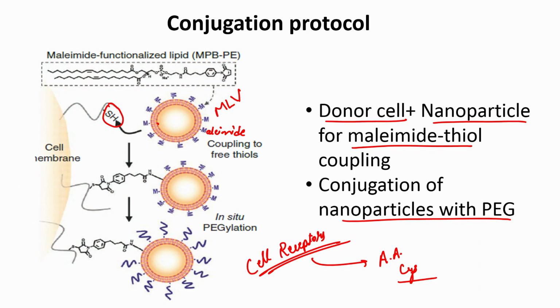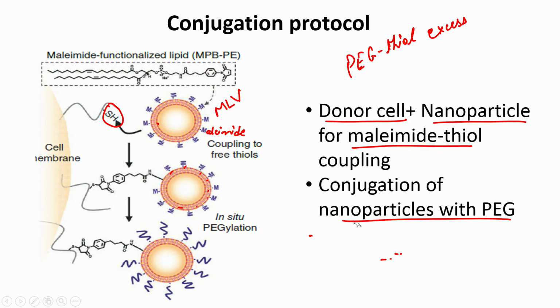So, they reacted this, and whatever leftover maleimide was present, they used a PEG thiol to passivate the rest of the maleimide. They put this in excess, and that caused passivation of the rest of the surface, so it will not react anymore with new thiols. And so, now you have a system where you have a cell membrane which is now conjugated to these nanoparticles, which we said were about 300 nanometers in diameter.